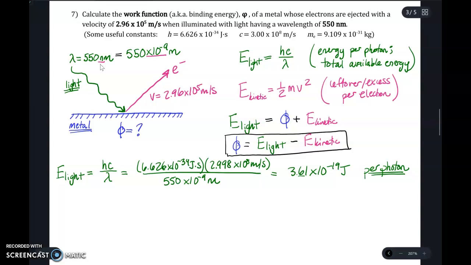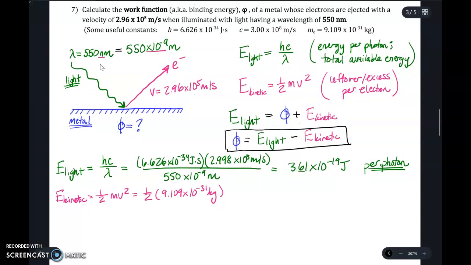All right, now let's switch to the kinetic energy equation. So this one was 1/2 mv squared. So 1/2. For the m, I want the mass of the electrons and the mass of the object that is moving with this velocity. And that's just a constant that I will provide for you guys. It's on this worksheet. It's also going to be on exams. And then the velocity is what we were given, the 2.96 times 10 to the 5th meters per second.